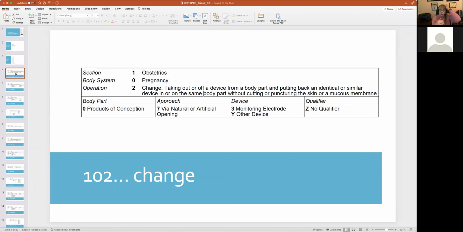And putting back an identical or similar device in or on the same body part without cutting or puncturing the skin or a mucous membrane. So this most often is going to be the changing out of a monitor, a fetal monitor, not a heart monitor for mommy, not a blood pressure monitor for mommy, a fetal monitor. Now, as I said, you don't have very many decisions to make in reporting this. It has to be a swap out of the device.